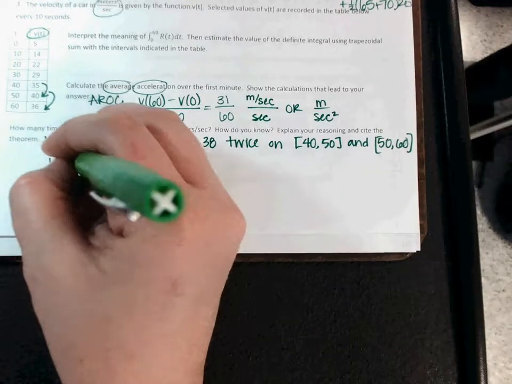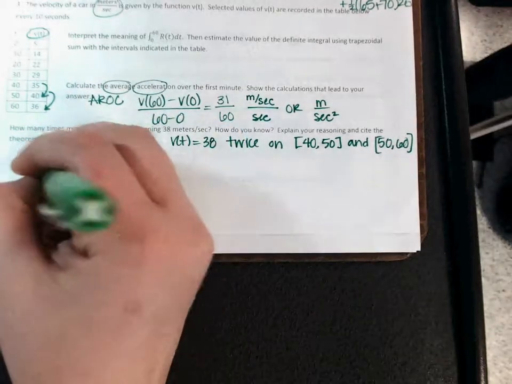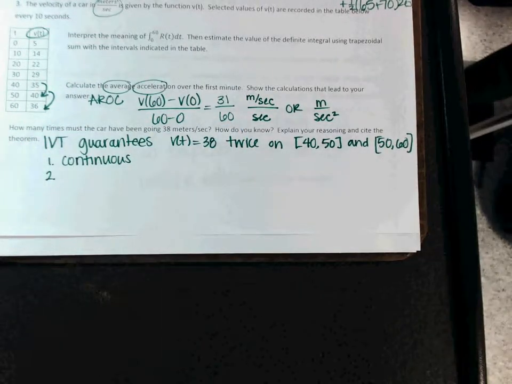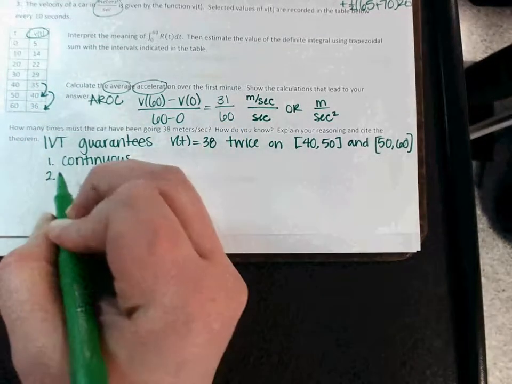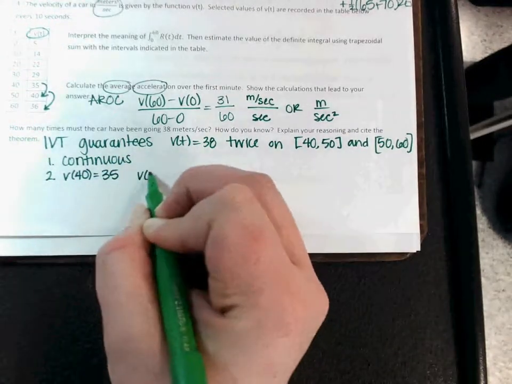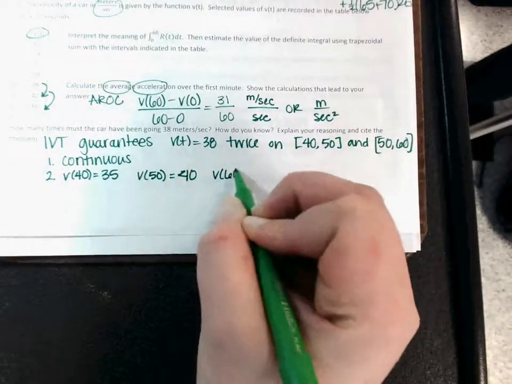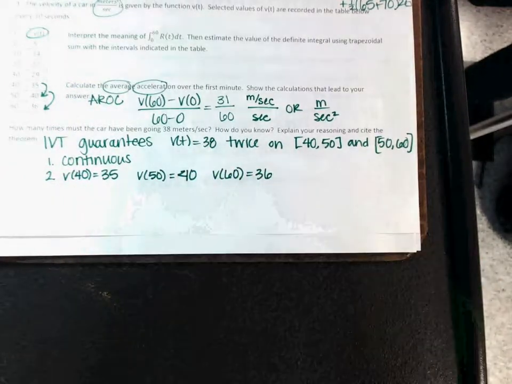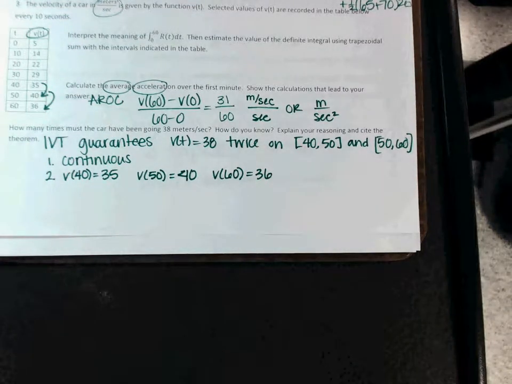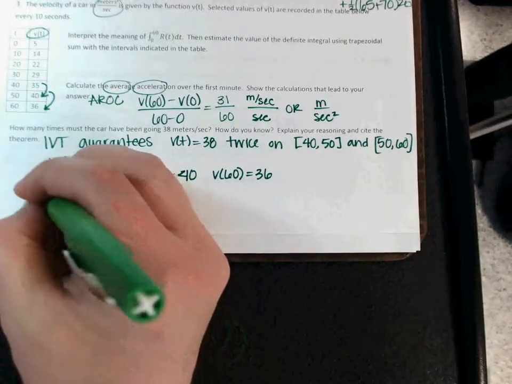So I'm going to say my graph is continuous. And then in my second step, I'm just going to list all three y values. So my v of 40 is 35. My v of 50 is 40. And my v of 60 is back down to 36. So I'm showing all three. And then in my last step, I'm going to say, okay, well, 38's between these two and these two. That's how you would combine into just one.